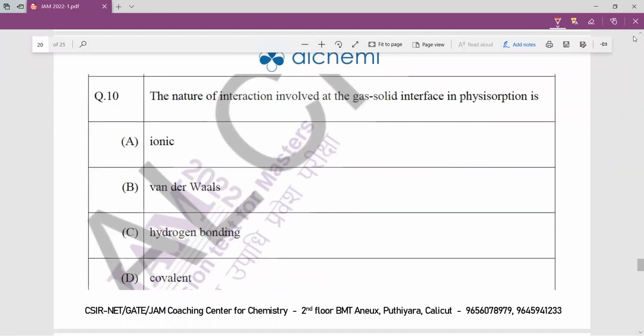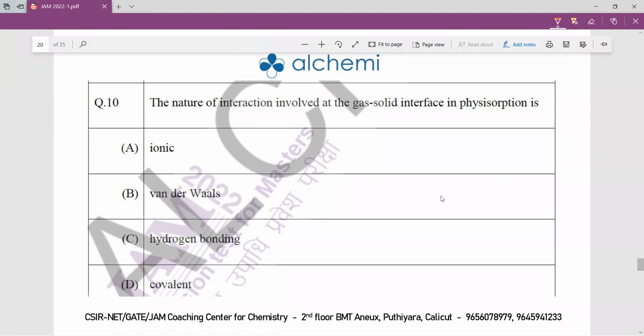This is also a direct question. The nature of interaction involved at the gas solid interface in this option is. Okay. So the answer is option B. Option B is the right answer. Van der Waals force of attraction. Okay. So this is the right answer.